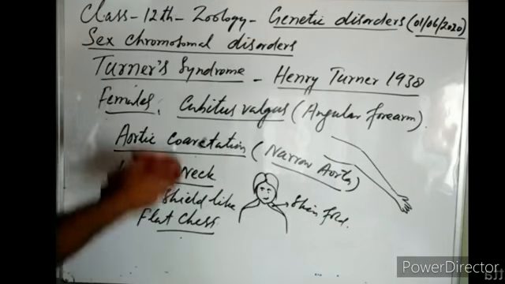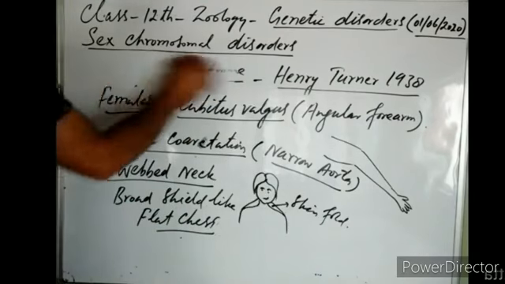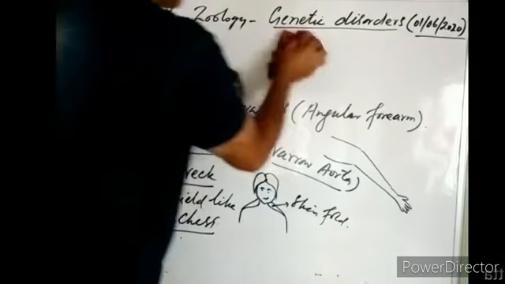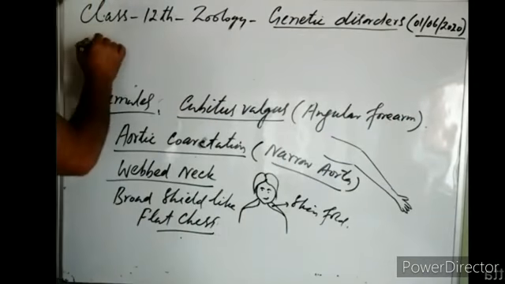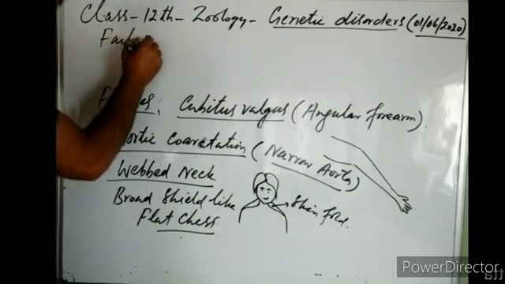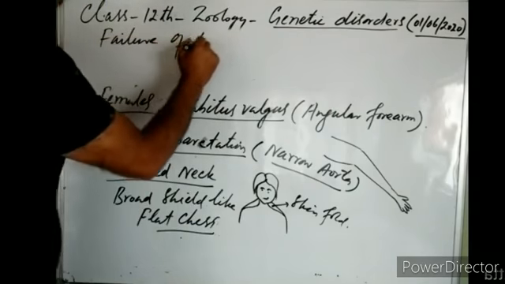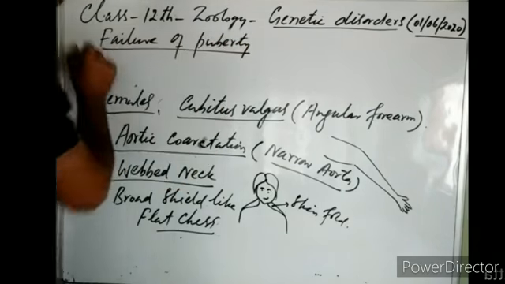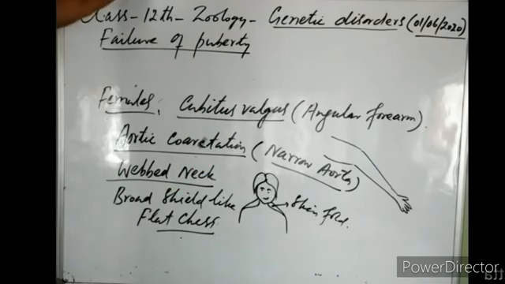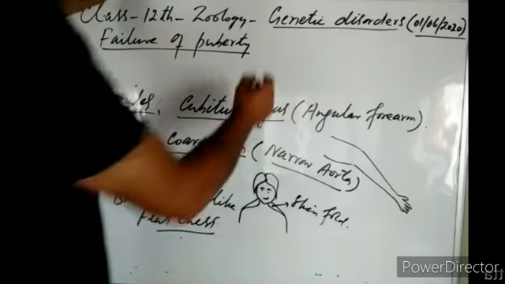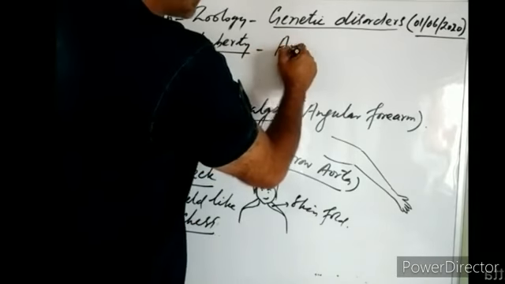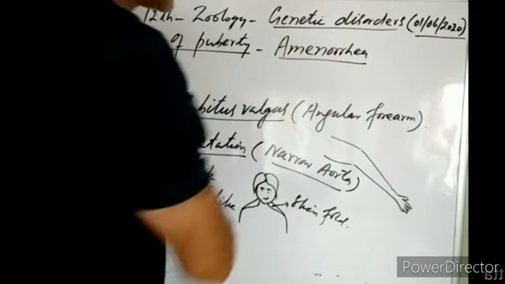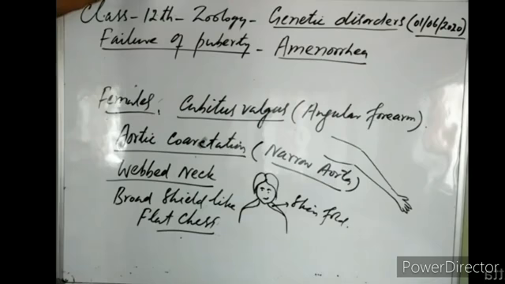In addition to this, these females show failure of puberty. Failure of puberty. So these females never reach sexual maturity. So they suffer from amenorrhea. There is no onset of the menstrual cycle, right?